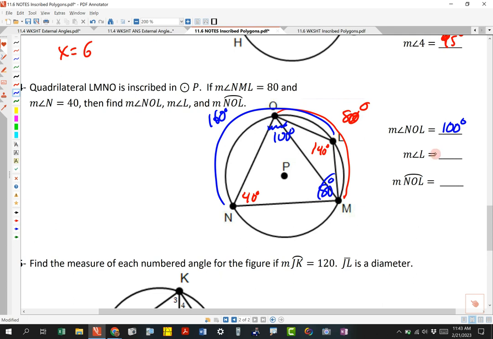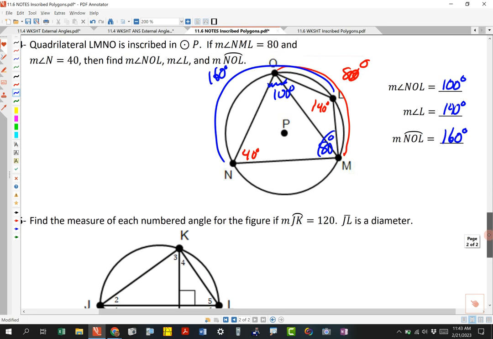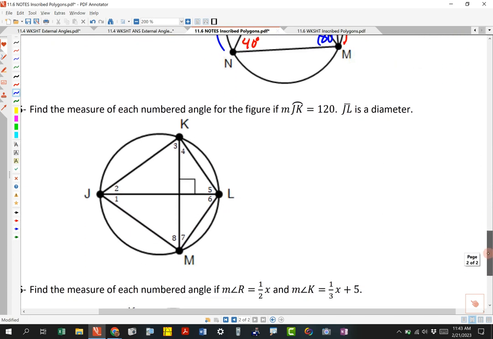Then I need angle L, 140. Okay? And then did we figure out what arc NOL is? NOL? 160. Okay? All right, everybody good there? I know you didn't have arc NOL on your paper, but go ahead and put that there. Okay, got it? Okay, a couple more.